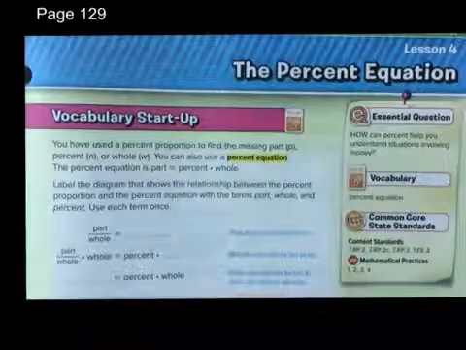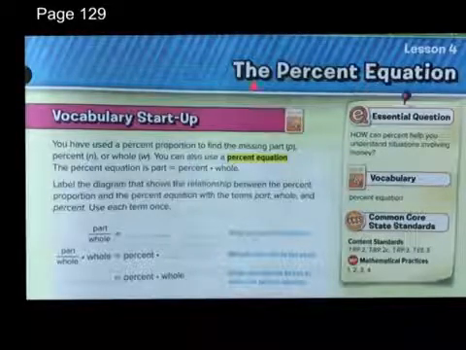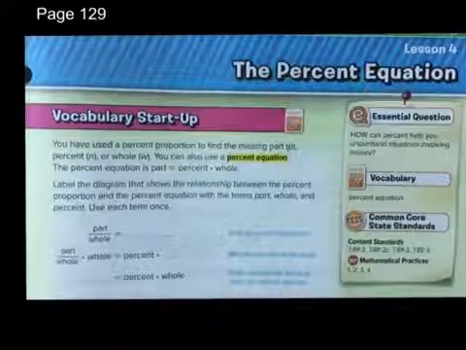Hello boys and girls, and welcome to lesson 4 from page 129, the percent equation. We're going to learn how to find the percent of a number.